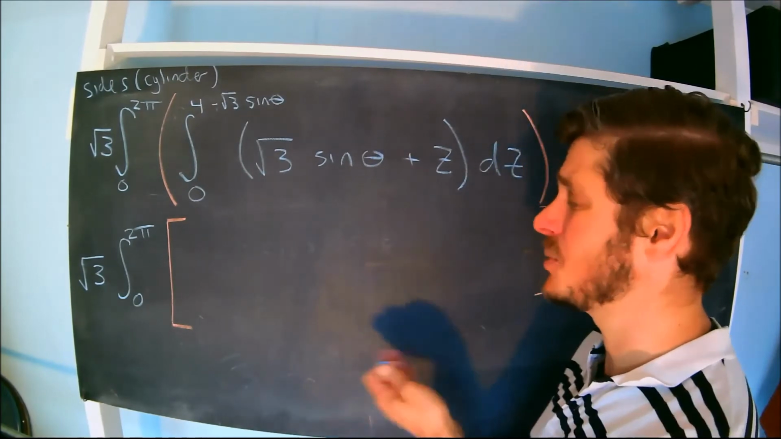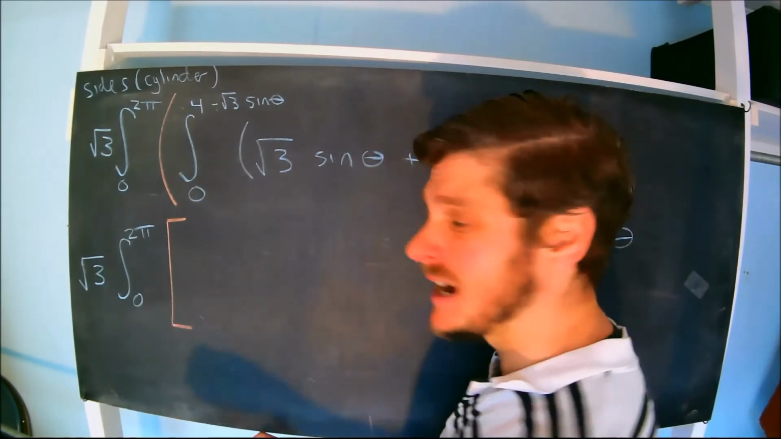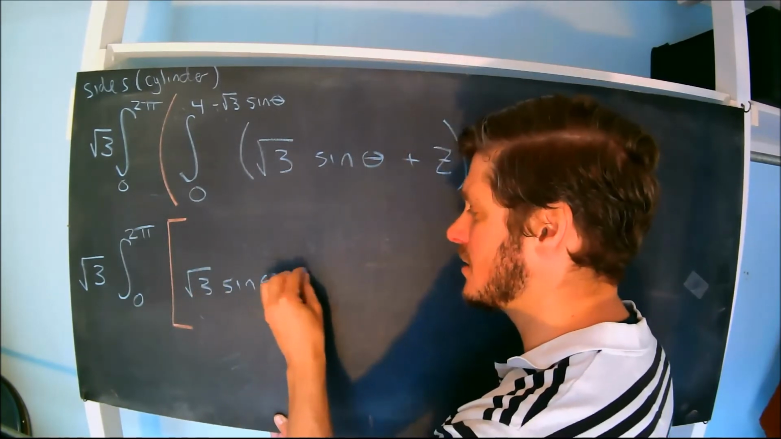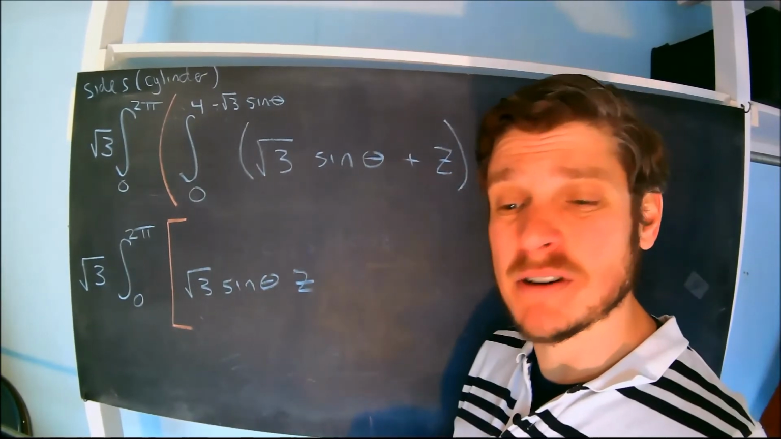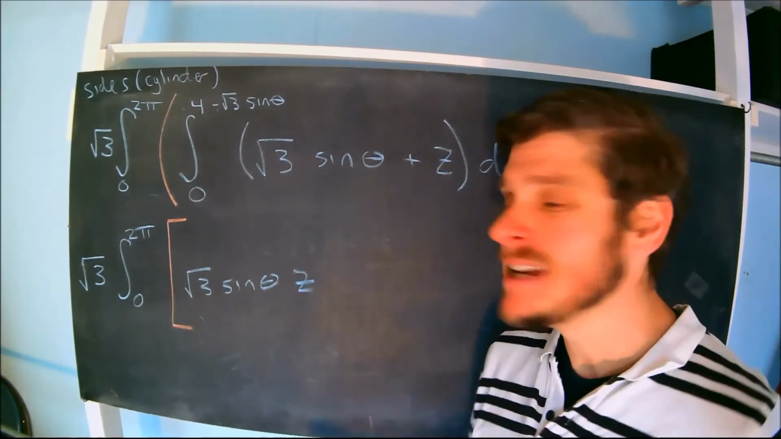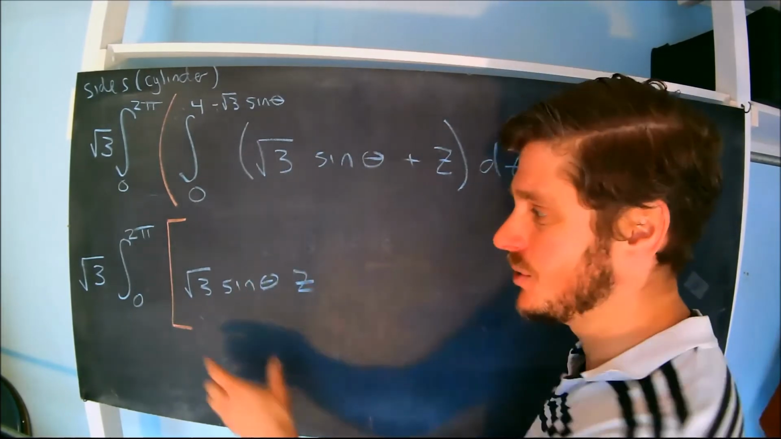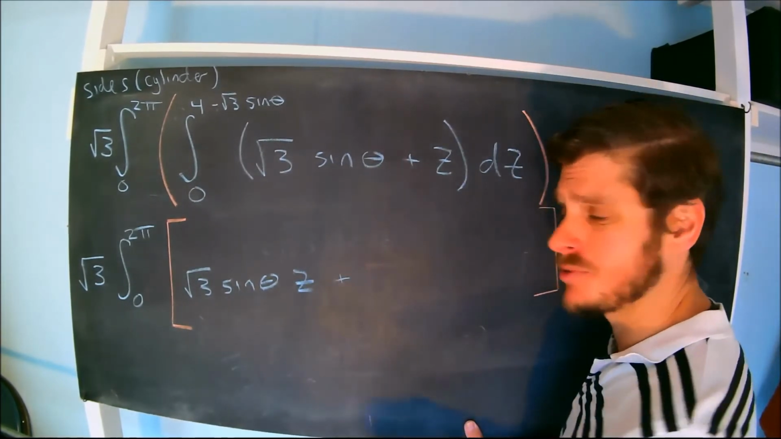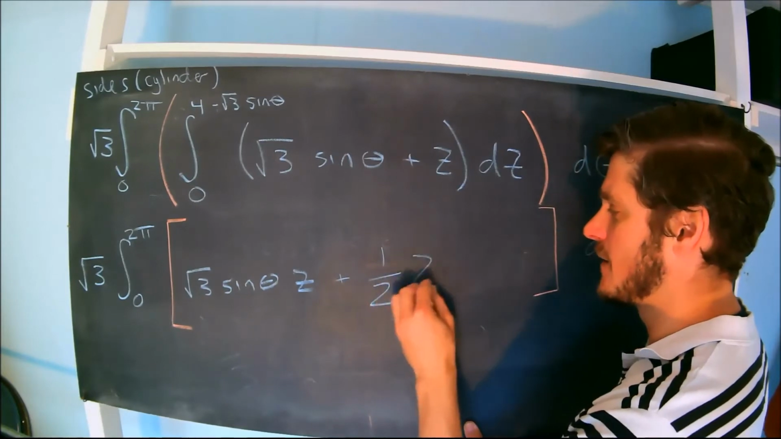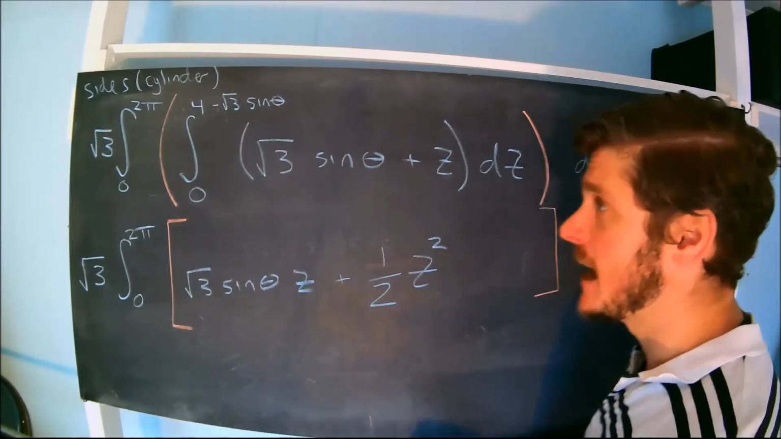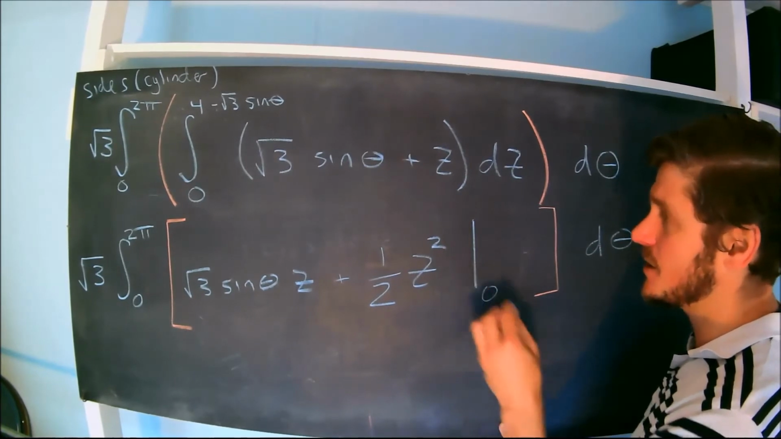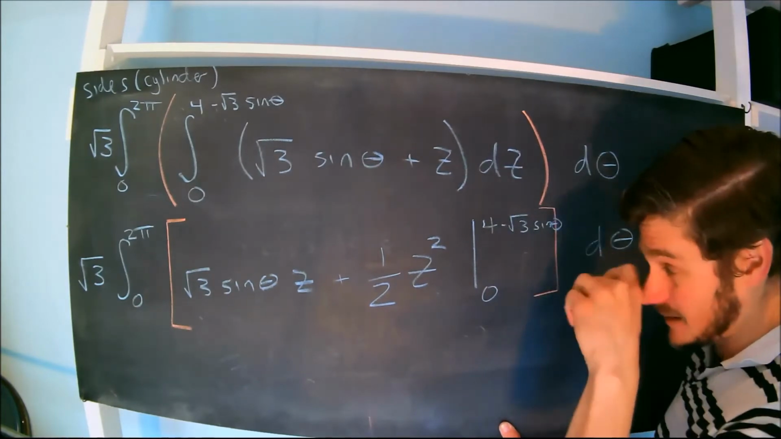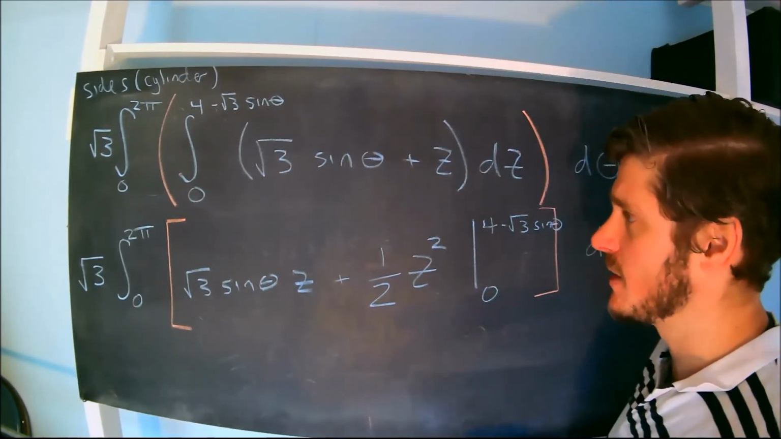And so what's the antiderivative of a constant with respect to z? Well, it's going to be that constant times z. Just like the antiderivative of 2 would be 2z, the antiderivative of root 3 sine theta is root 3 sine theta z. Plus, the antiderivative of z with respect to z is just going to be 1/2 z squared. And then we need to evaluate the entire thing from 0 to 4 minus root 3 sine theta. And that might require a little bit of work on the side.